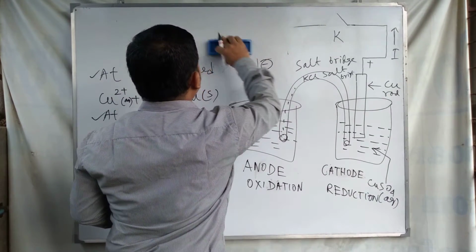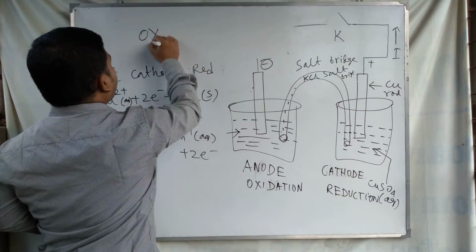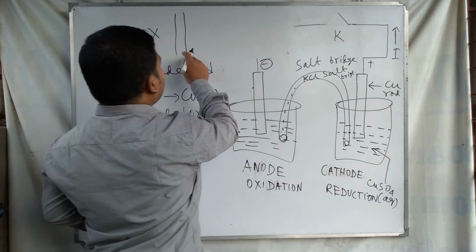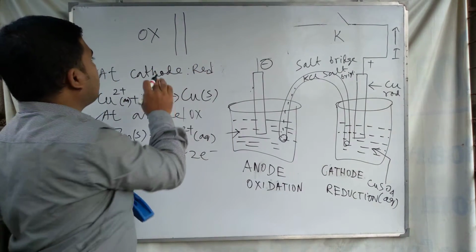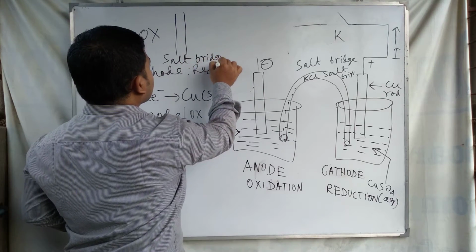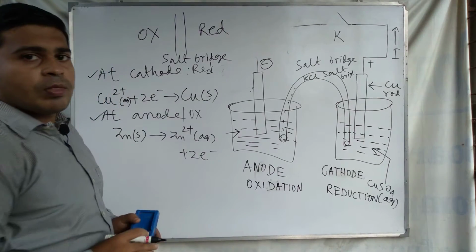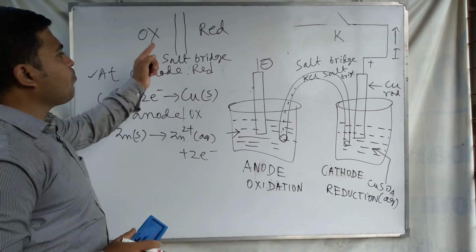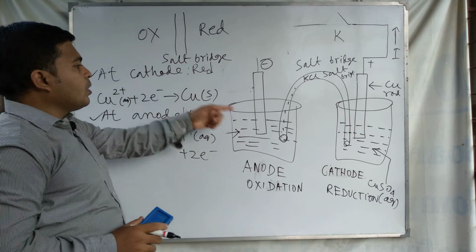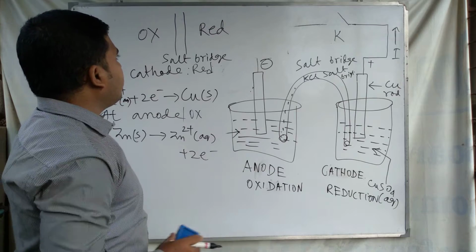We write this representation as, at first we write the oxidation half, then a vertical line that indicates the salt bridge. This vertical line means salt bridge, and after that the reduction half. This is the representation, or notation, of the galvanic cell, the process of representing a galvanic cell.